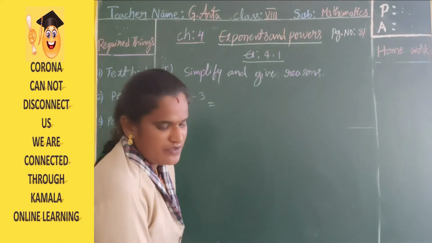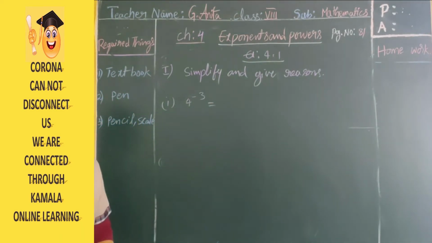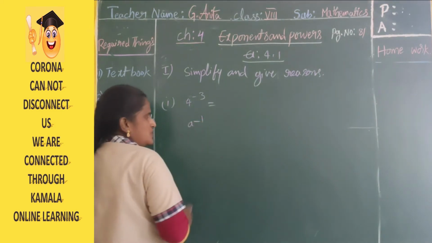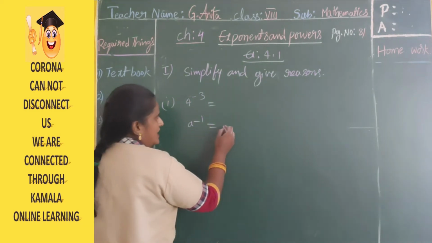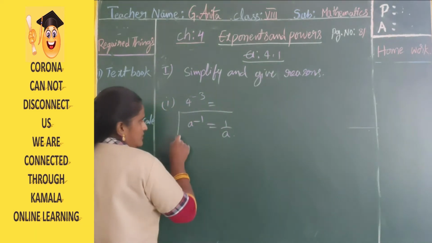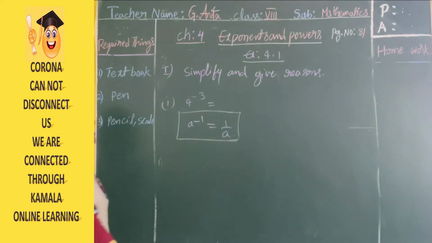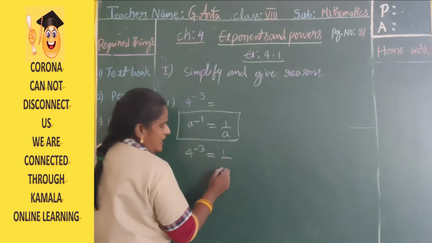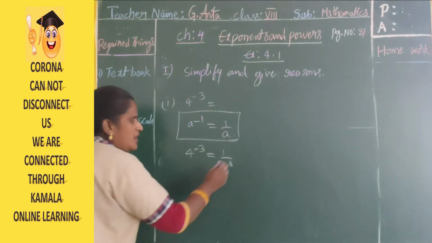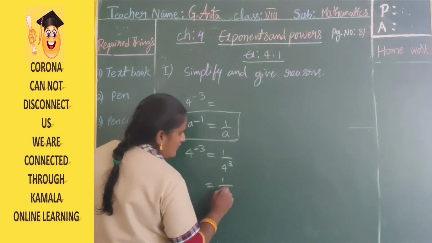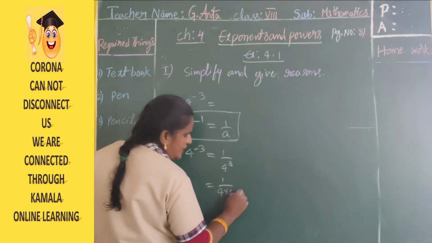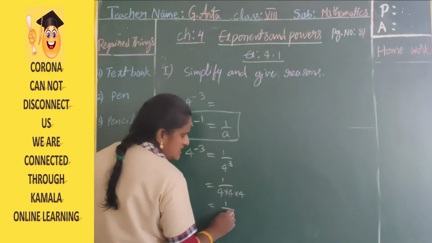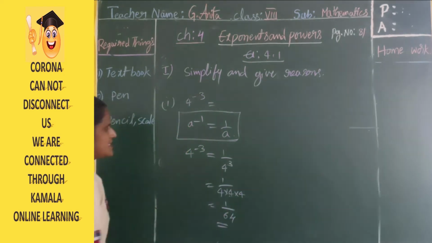So here we are using which formula? 4 power minus 3. In this we are using a power minus 1. So a power minus 1 can be written as 1 by a. We are using this formula. So 4 power minus 3 can be written as 1 by 4 power 3. So 1 by 4 power 3 is equal to 1 by 4 into 4 into 4. 4 into 4 is 16, 16 into 4 is 64. Your answer is 1 by 64.